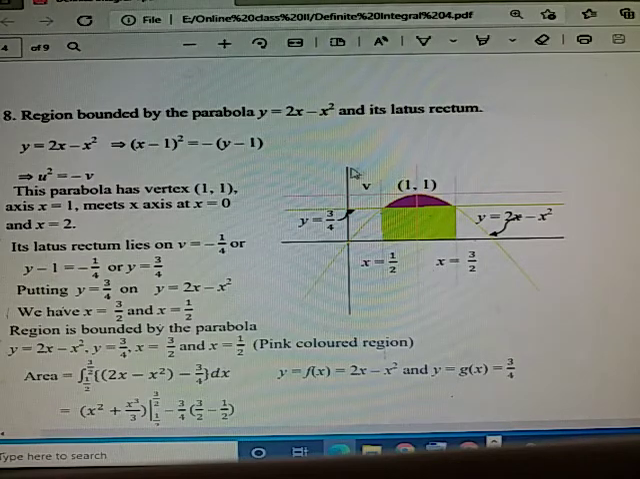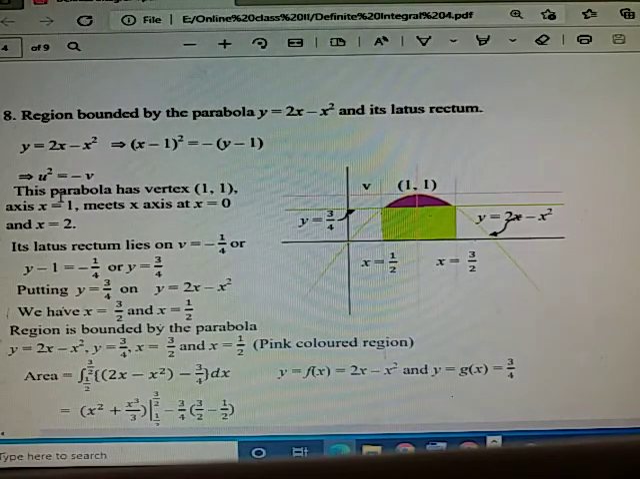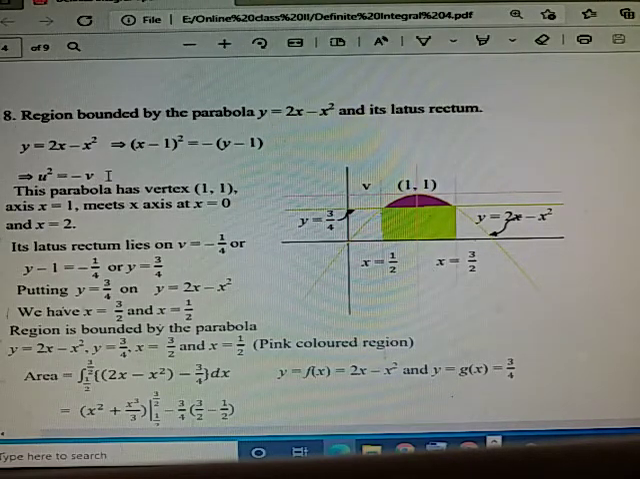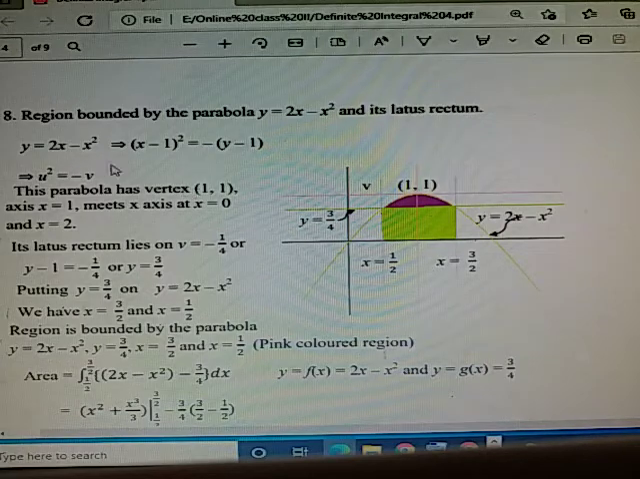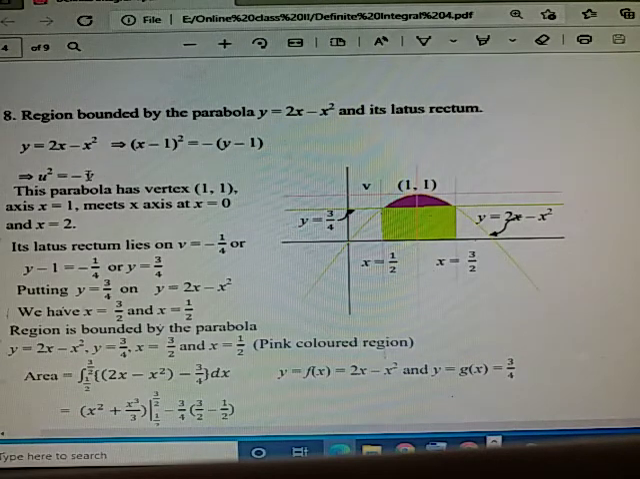and it is the vertex of the parabola. And we have this vertex, and what will the latus rectum be? If this is a parabola, then the latus rectum is 4a, so a is 1 by 4. So the focus is at 1 by 4, and the length of the latus rectum is this one. So u square is equal to minus v.